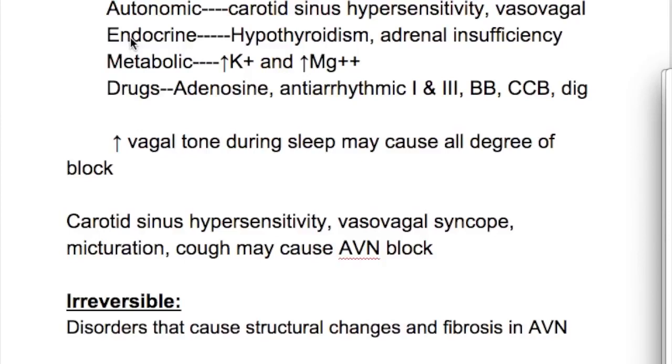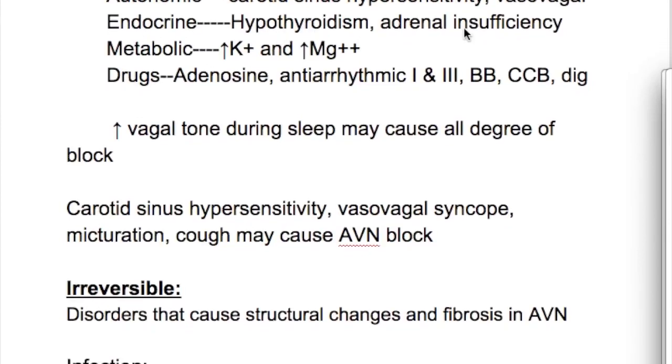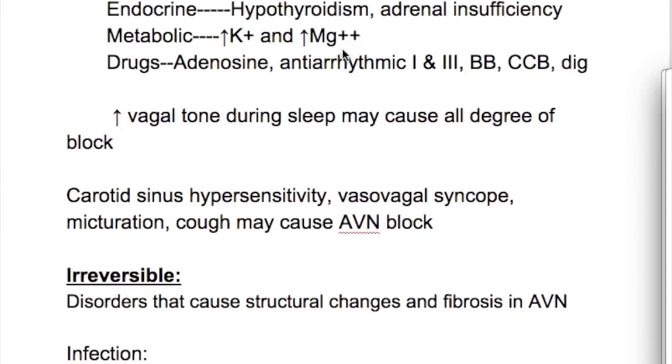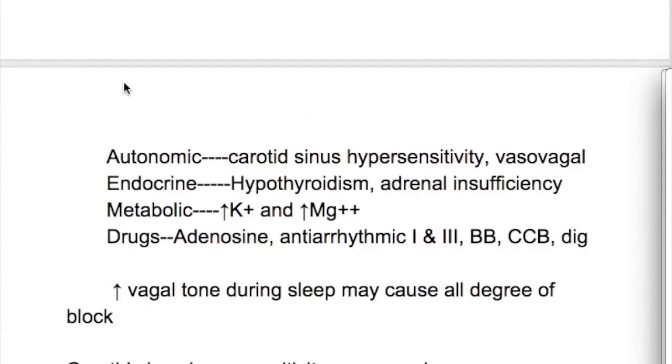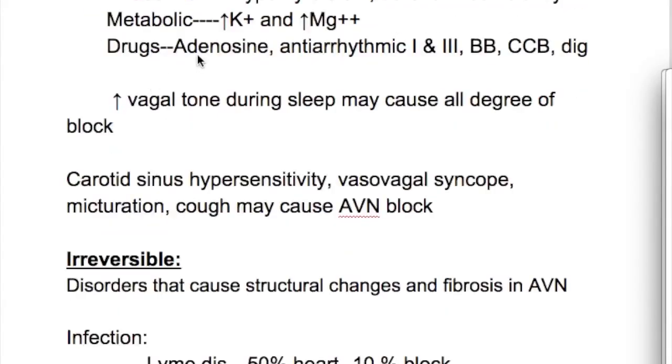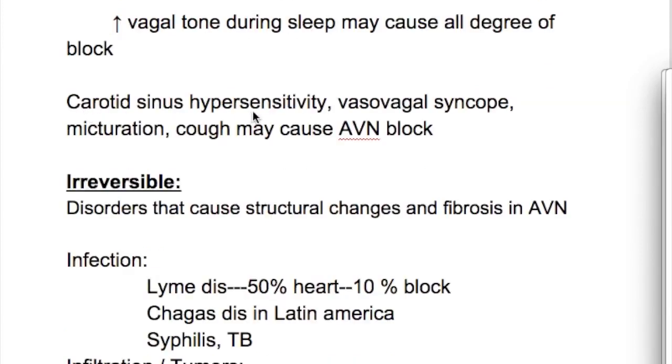Second, endocrine causes, reversible: hypothyroidism and adrenal insufficiency. Amongst the metabolic causes, hyperkalemia and hypermagnesemia. Drugs that cause reversible conduction disorders follow the ABCD mnemonic: adenosine, antiarrhythmics type 1 and type 3, beta blockers, calcium blockers, and digoxin. What is the effect of the vagal tone in sleep? Increased vagal tone during sleep may cause all types of block. Carotid sinus hypersensitivity, vasovagal syncope, micturition, cough, all of them may cause AV nodal block.